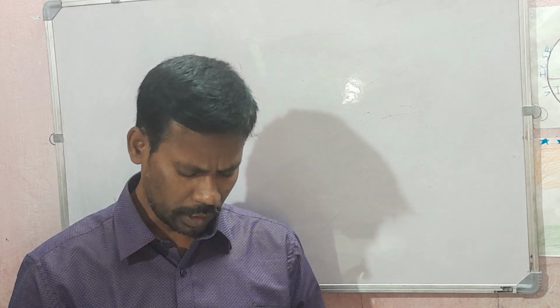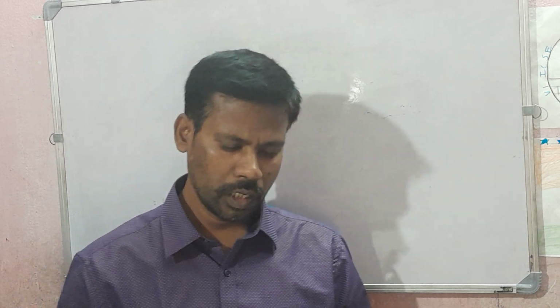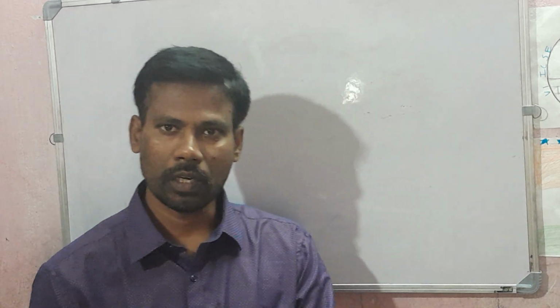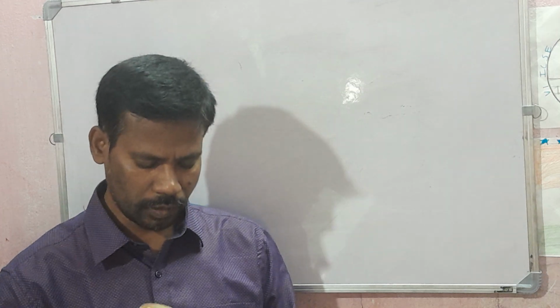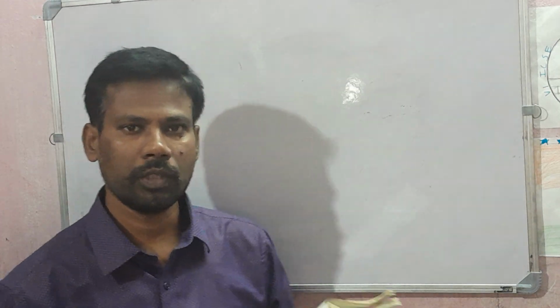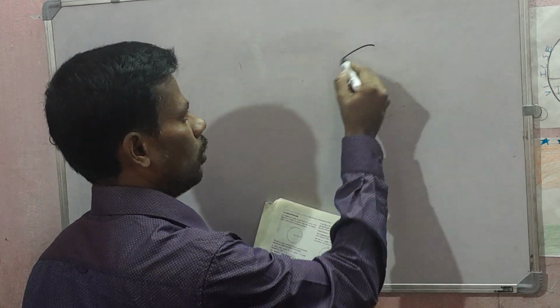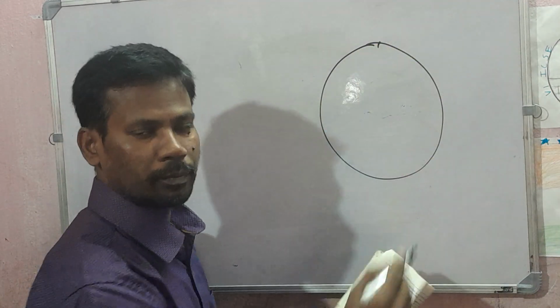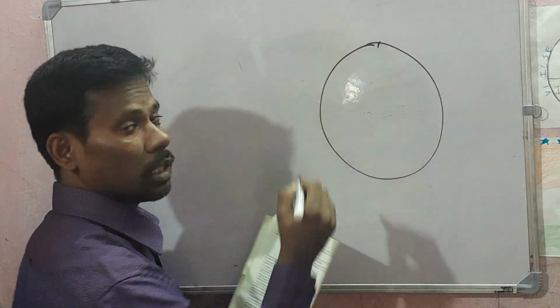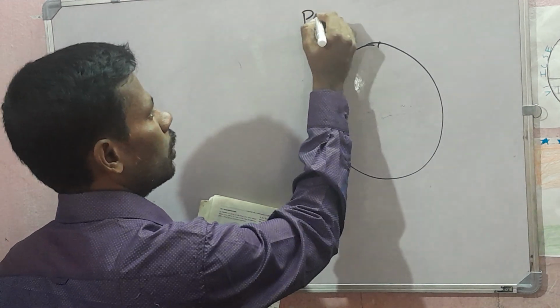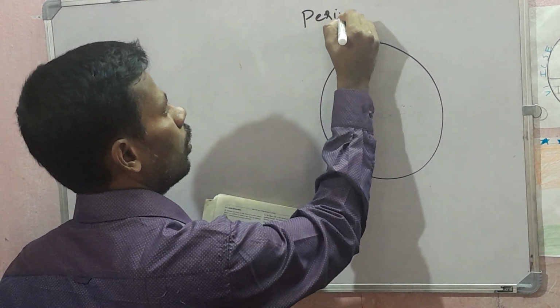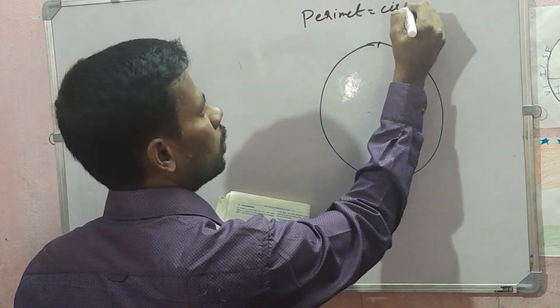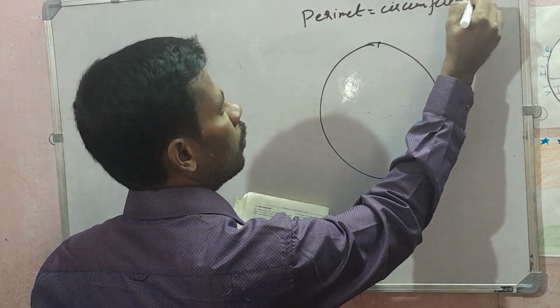So, first one, circumference of a circle. Let me recap what are the basic things we have learned so far. Circumference of a circle means the perimeter of a circle. Circumference, what is another word for circumference? That is perimeter. Perimeter is nothing but circumference.